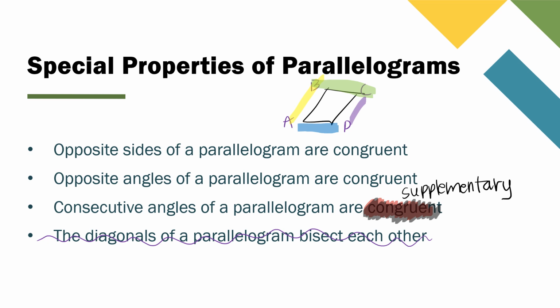All right, so that means that A plus B has to add to 180, B plus C has to add to 180, C plus D has to add to 180, and then A plus D has to add to 180. So the two angles that share a side are supplementary. Very useful property. All three of those are.